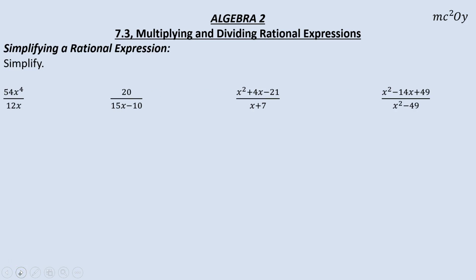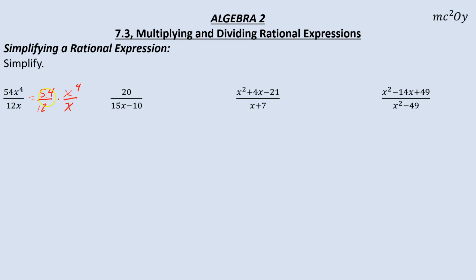If we take a look at these, first you want to look at your fraction and see if the numerator and denominator are both factored. The quick way to do that is to ask, are there any addition and subtraction symbols? Notice this first one has no addition and subtraction. That means 54x to the 4th over 12x really is the same thing as 54 over 12 times x to the 4th over x.